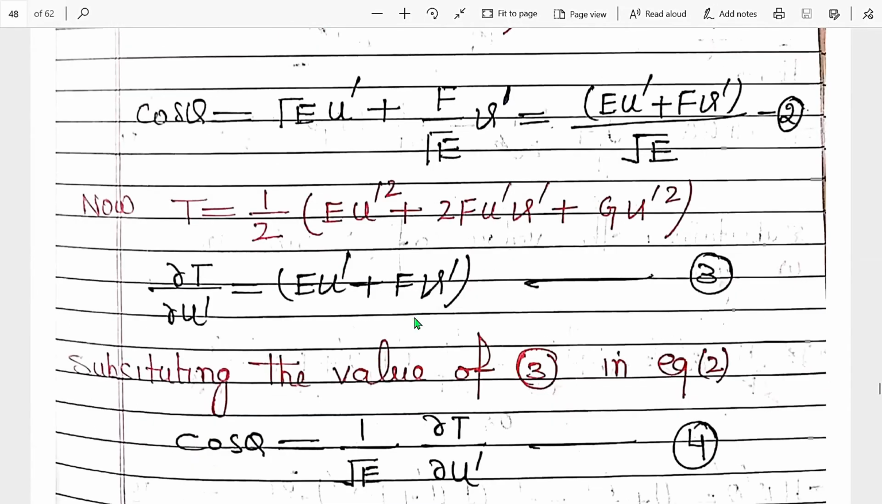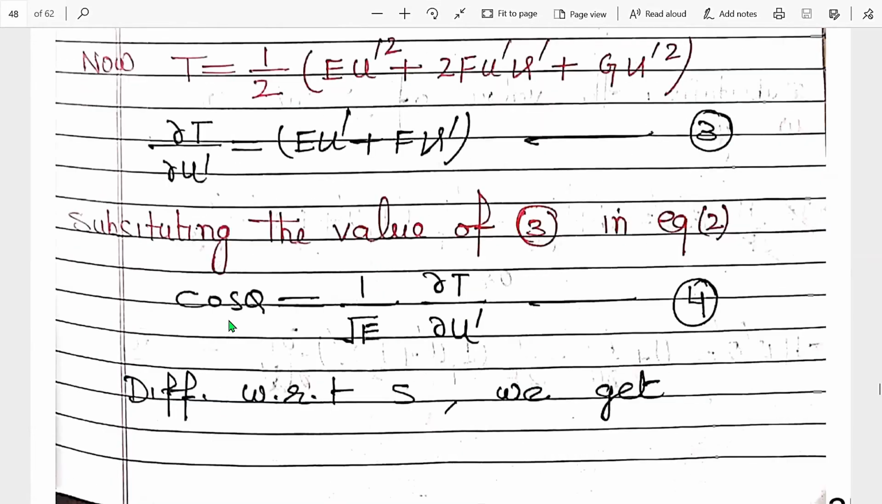Similarly, we get the value of E u dash plus F v dash. Now substitute this value in this equation. So we get cos theta in terms of capital T. So cos of theta is 1 by square root of E into curly T by curly u dash. This is equation number 4.